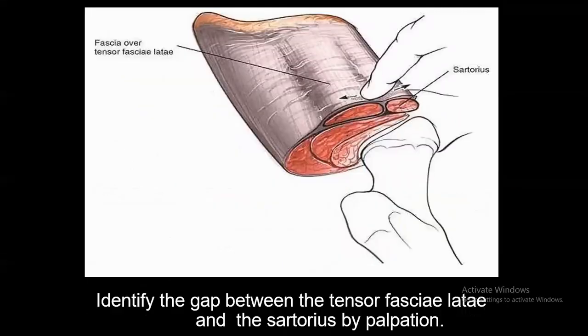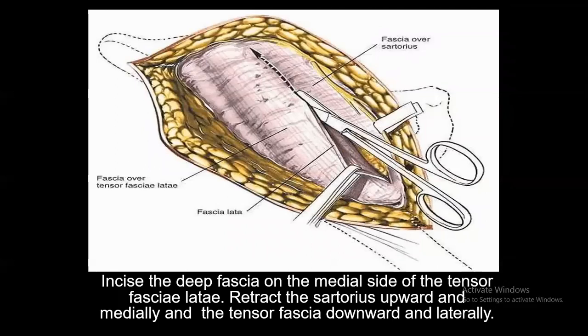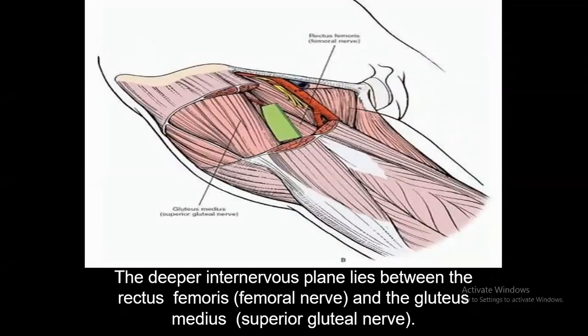This picture shows how to identify the gap between the tensor fasciae lata and the sartorius by palpation. Incise the deep fascia on the medial side of the tensor fasciae lata. Retract the sartorius upwards and medially, and the tensor fasciae lata downward and laterally. The deep internervous plane lies between the rectus femoris, supplied by the femoral nerve, and the gluteus medius, supplied by the superior gluteal nerve.